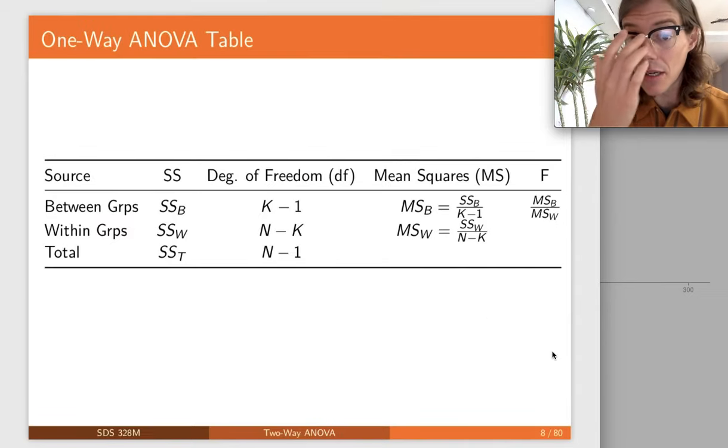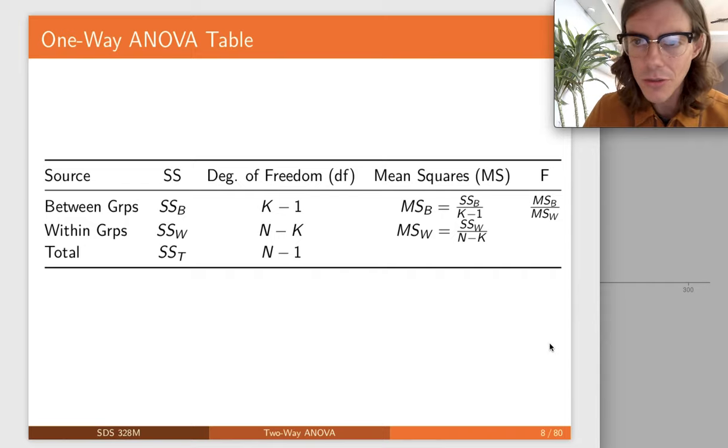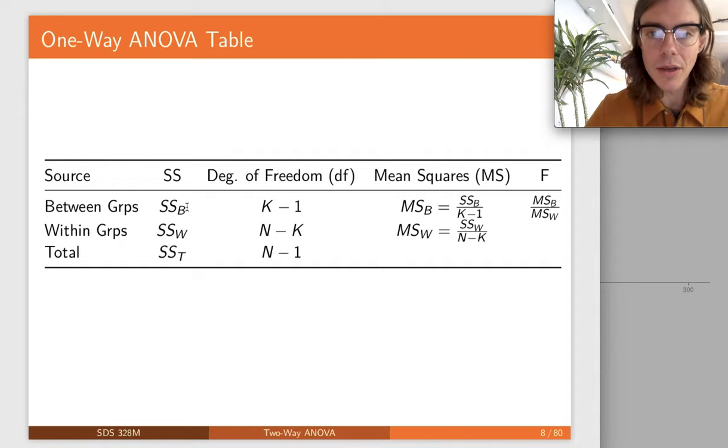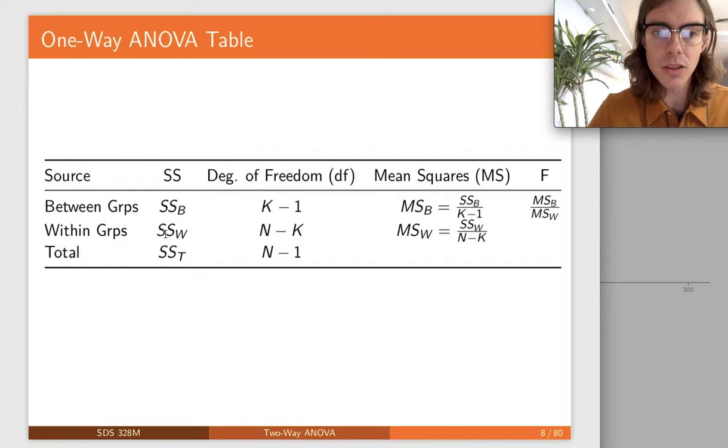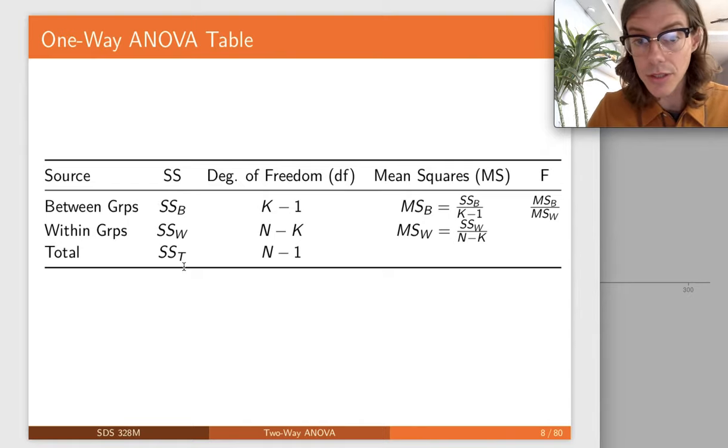And here's just a schematic of the ANOVA table you're hopefully familiar with right now. The between groups sum of squares, or the signal, if you will, like what's the total variability between the groups themselves? You want that to be big. The within group sum of squares, the noise, you want that to be small. And then the total sum of squares, right? And these add up. So if you add up between, within, you get the total.